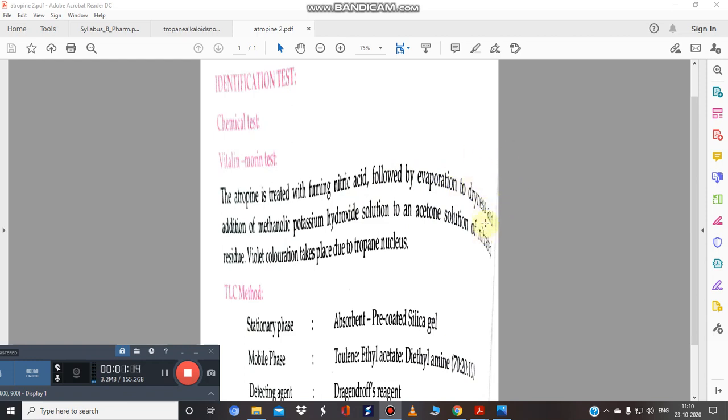In the second step, you add methanolic potassium hydroxide solution to the acetone solution of the nitrated residue. This is the residue you obtained after dryness. First you add acetone solution to it, then you add methanolic KOH solution, and you will see a violet coloration appear due to the tropane nucleus.